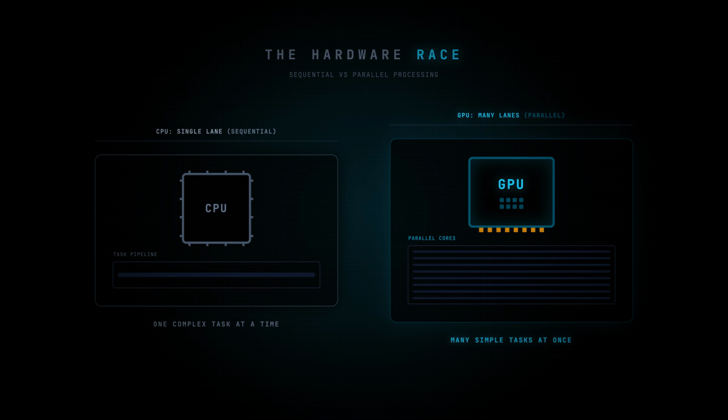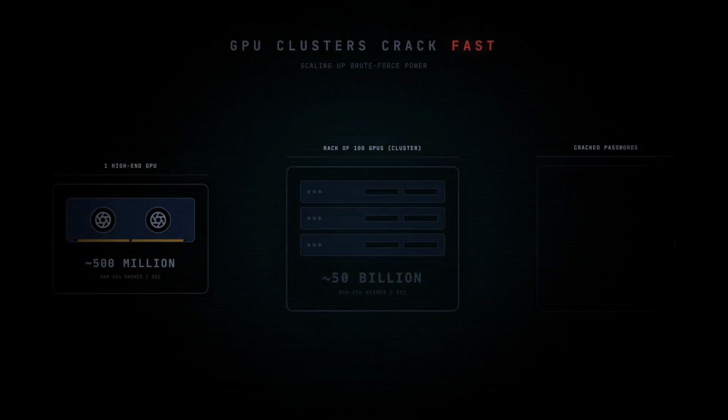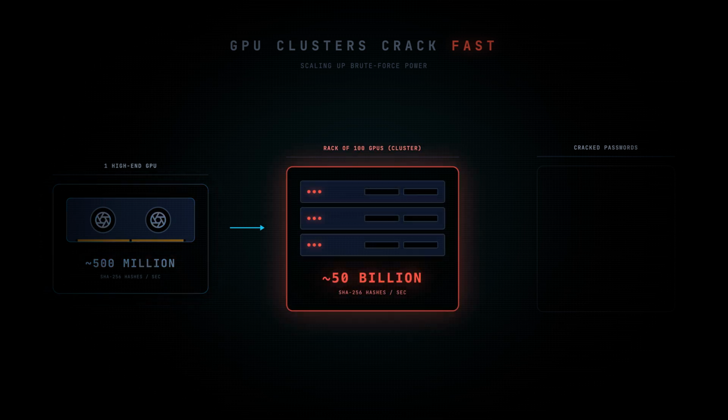This is the hardware race. Hackers aren't using normal computers anymore. They're using clusters of graphics cards, GPUs. While your CPU is like a single genius who can solve one complex problem at a time, a GPU is like 10,000 students who can each solve a simple problem simultaneously. Hashing is a simple problem.